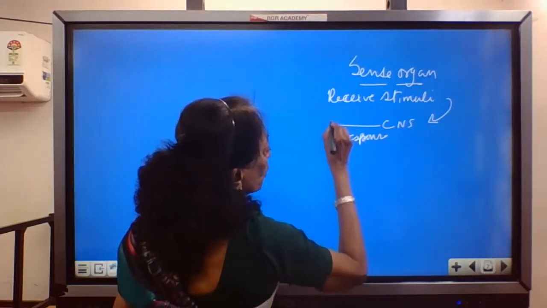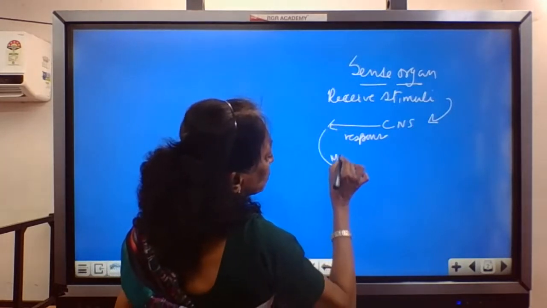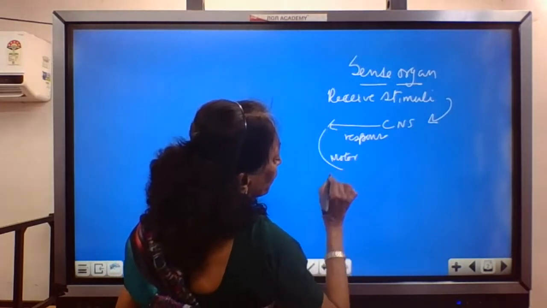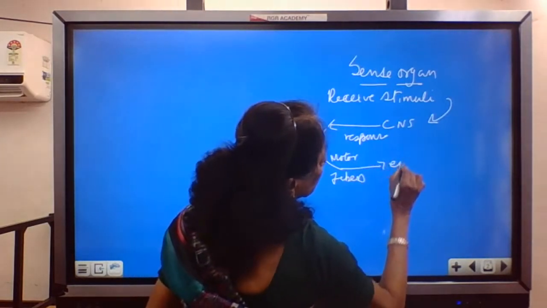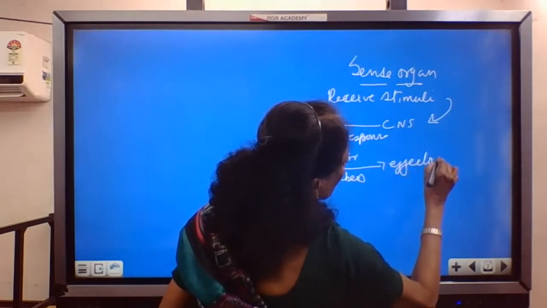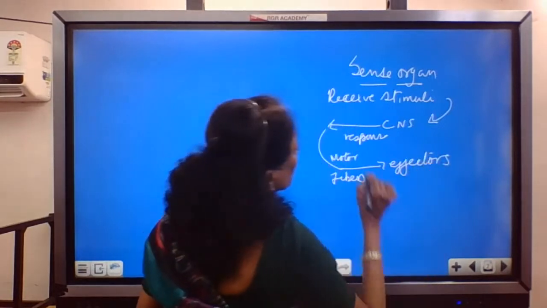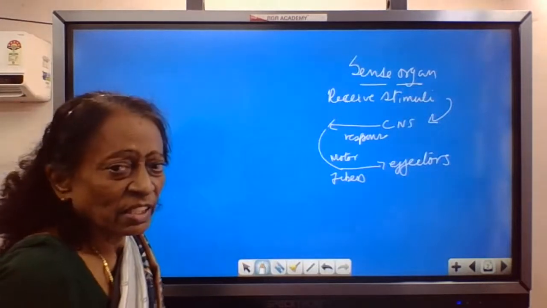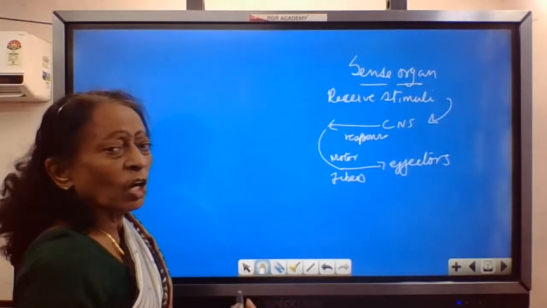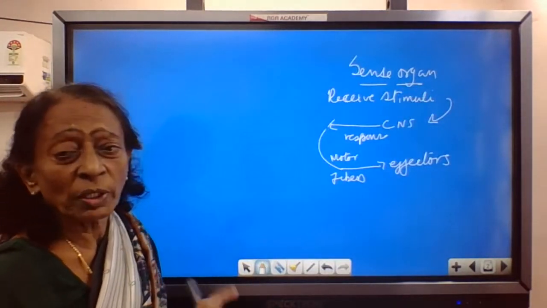Response is brought by the motor fibers to the effectors. So in other words, the sense organs can be known as the affectors, and the motor area organs are known as the effectors. This is what we are studying.